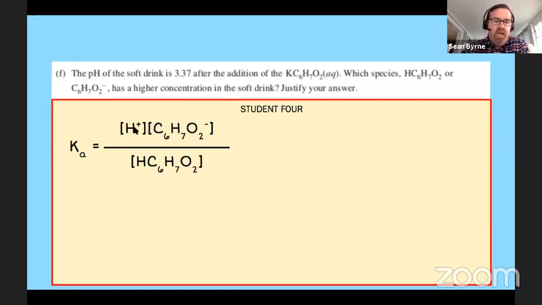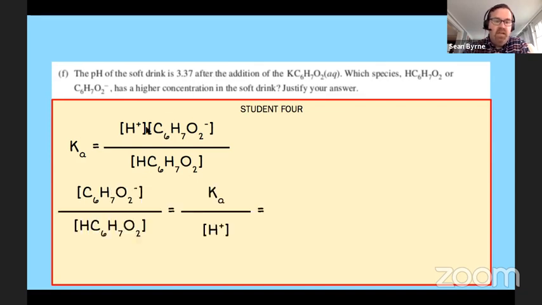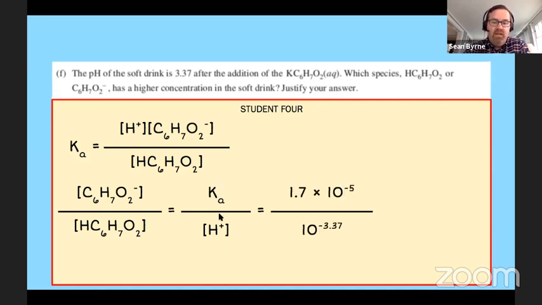Because this is a weak acid, we would have all 3 of these present at the same time. And really what this question is asking for is a ratio between the acid and the conjugate base. And so this student rearranged this expression up here to just say that the ratio of conjugate base to acid is equal to the Ka over the concentration of protons. And because we have both of these values, 1.7 times 10 to the minus 5th is given to us as the Ka earlier on in the problem.